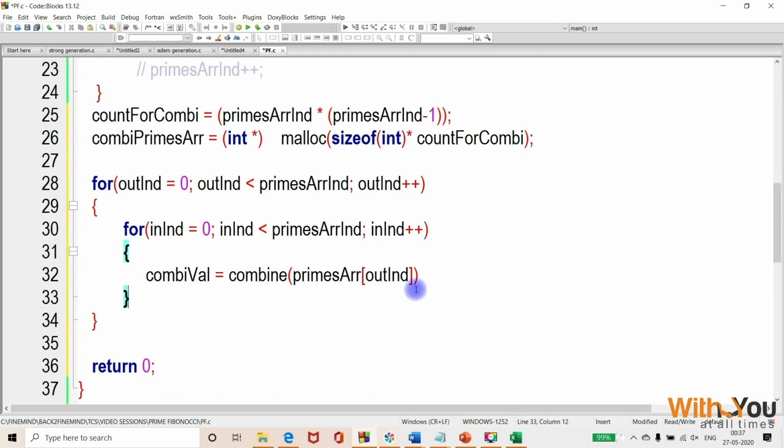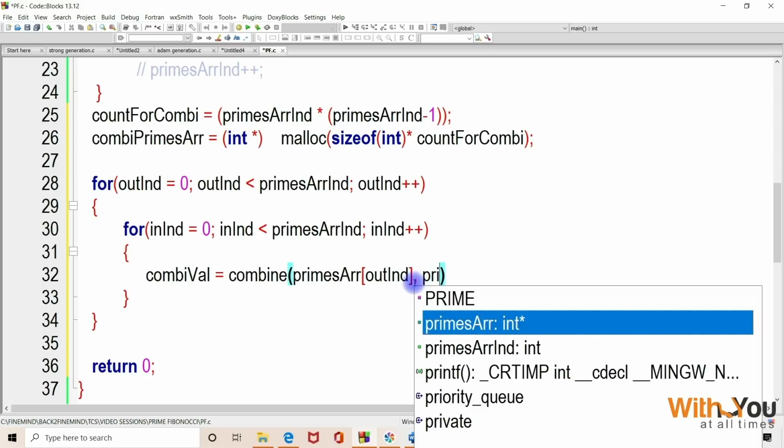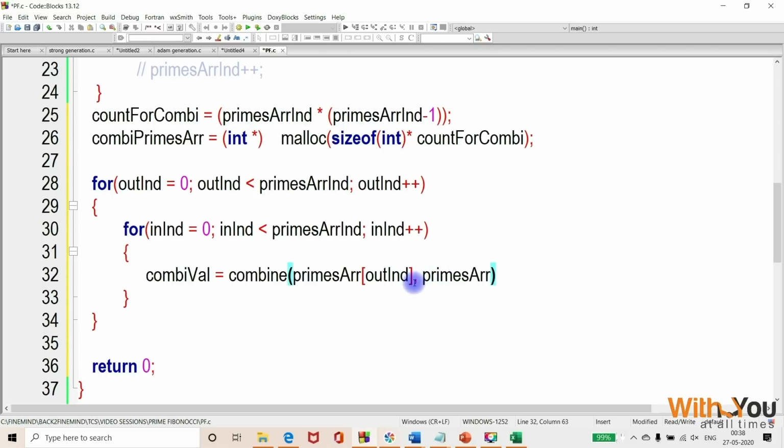So comma the first out IND. With all that, you will find that we do the in IND. So primes ARR of in IND. That's it. Now remember, I need to store this combival inside my combi primes ARR only if he is a prime.